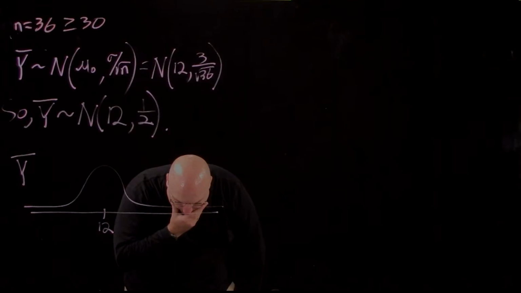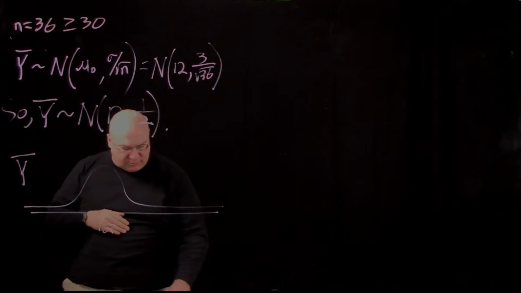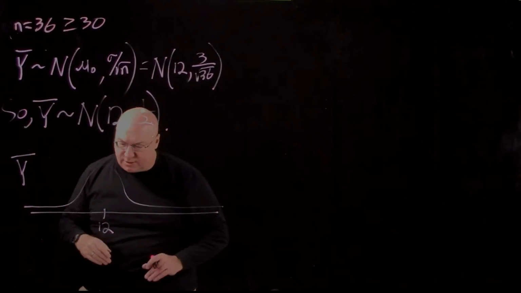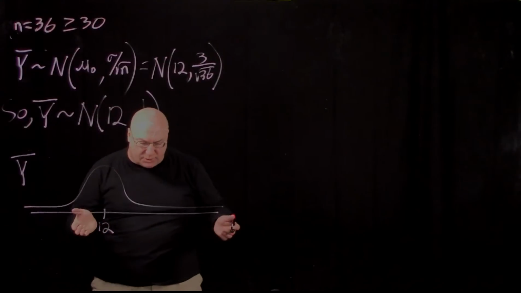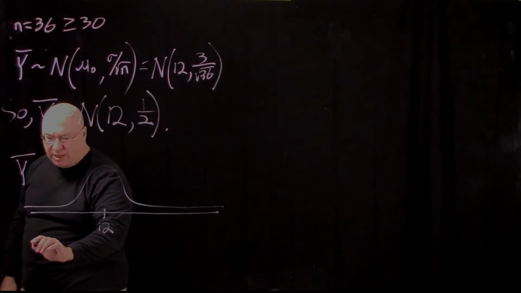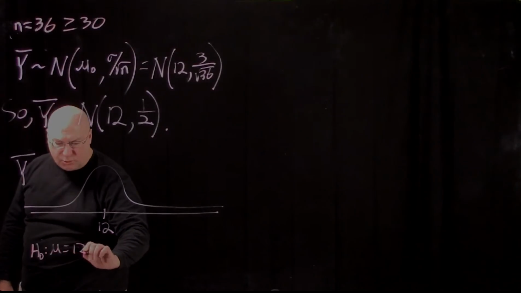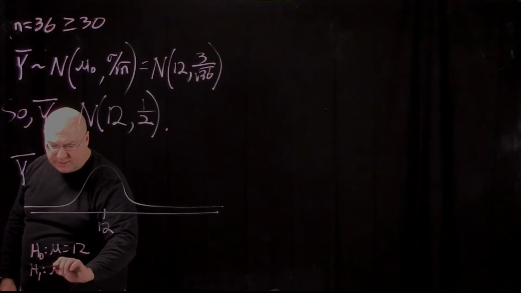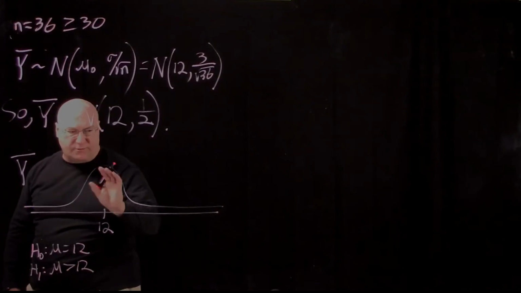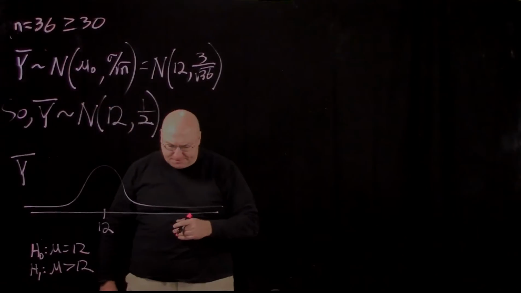I guess the next question I want to ask, we're going to come back and put some more on this curve, but the next question I ask is, what are the null and alternative hypotheses? And we've already seen that the null is that mu is 12, and the alternative is that mu will be greater than 12, that we need to shift the curve over, right?